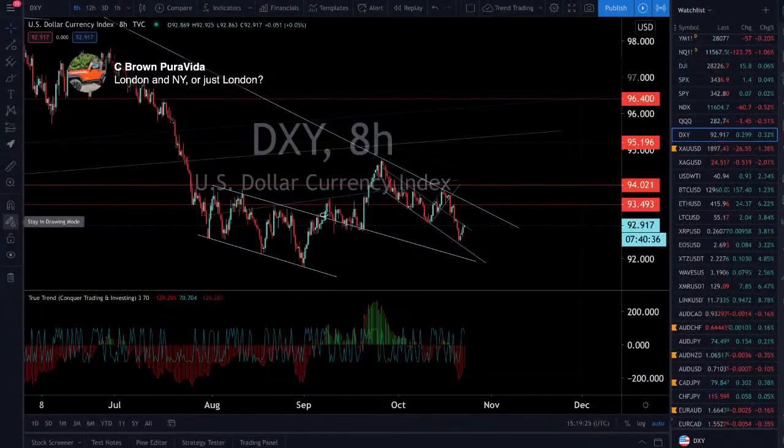Yes, so it's the full London session, which includes the New York overlap. So as long as London's open in session, which includes the New York overlap. There you go, Shane. Already answered that question.